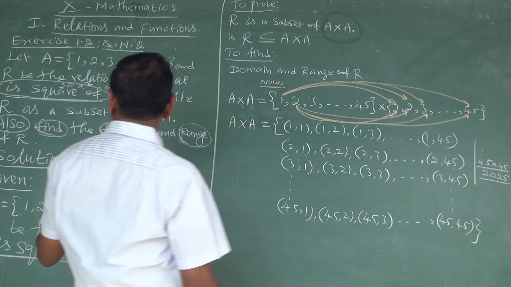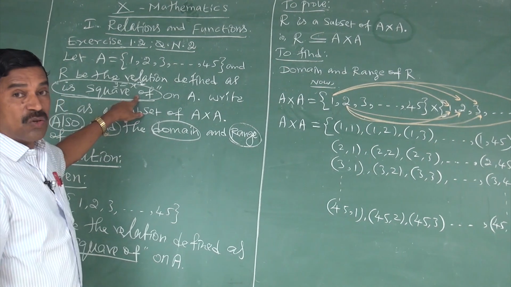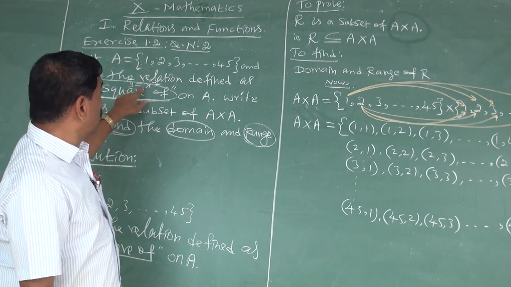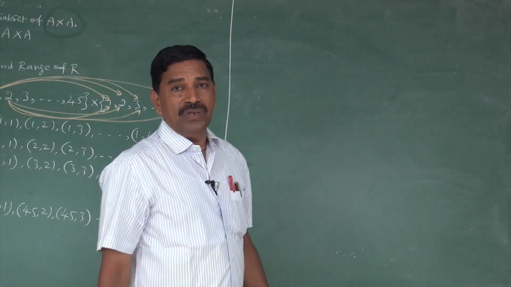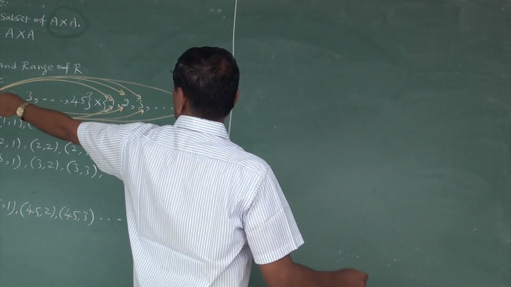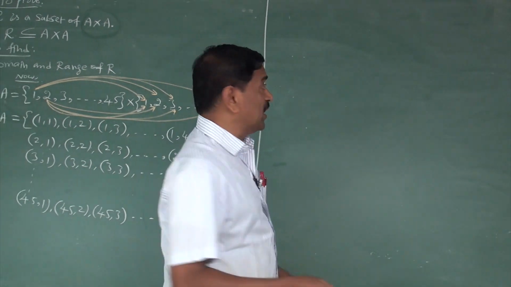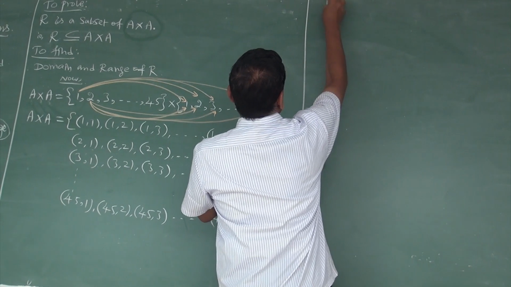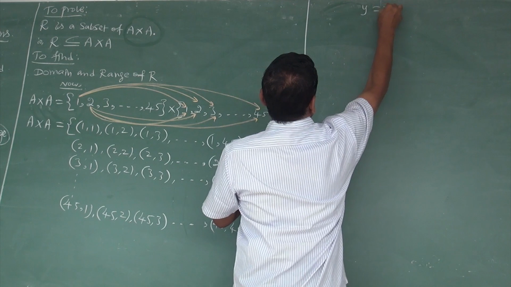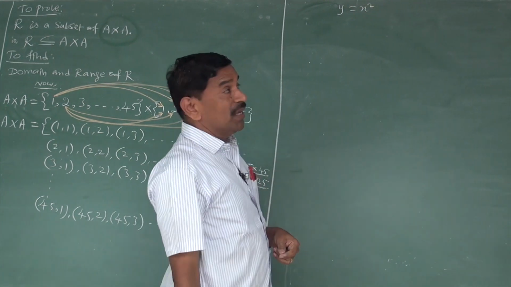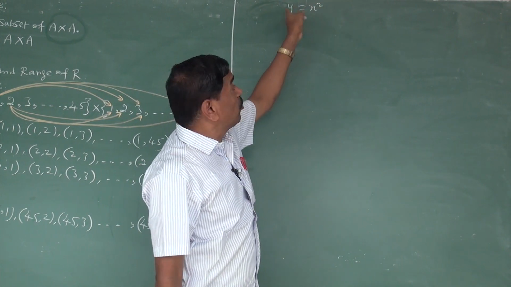Okay, and what is the condition? Anyone? Good, is square of. Square of means y equal to x square. So now I want to take y is equal to x square. Listen, we take y is equal to x square because the condition, the relation, is square of. That means y equal to x square.